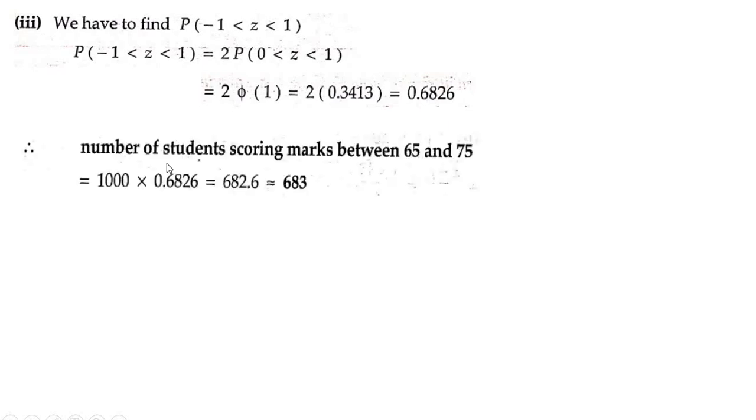So this is equal to 2 times, so what is z2 here? z2 is phi of 1. So this is equal to 2 into phi of 1. You already know the value of phi of 1. Multiply it with 2. Whatever answer you obtain, you have to multiply it with 1000 to find the number of students scoring marks between 65 and 75.